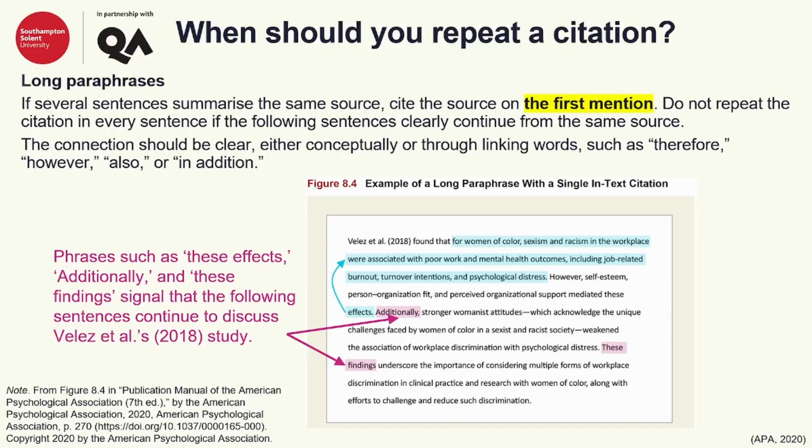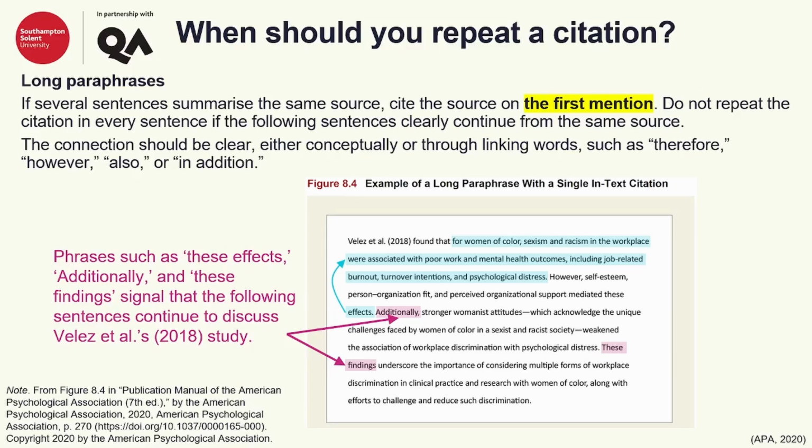You can also use linking language to make the continuation explicit. Phrases like "this effect", "additionally", "the researchers also found", and "these findings" signal that the discussion is continuing from the previous cited source. In the example, Velev and colleagues are introduced in the beginning. The following sentences use phrases such as "these effects", "additionally", and "these findings". These phrases show that the same study is still being discussed.